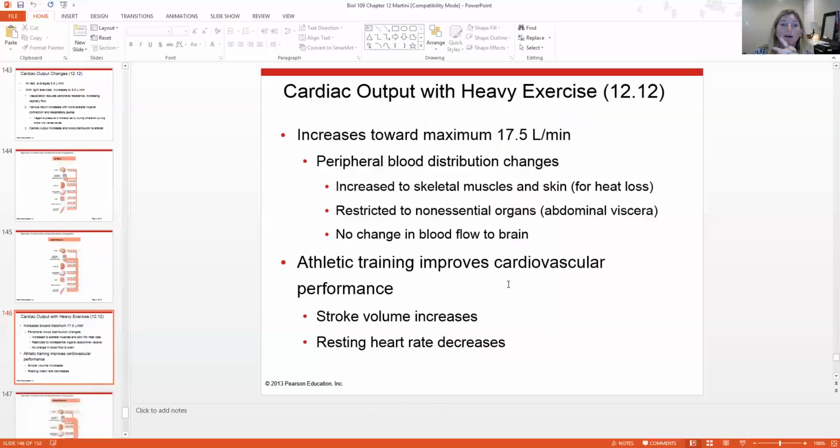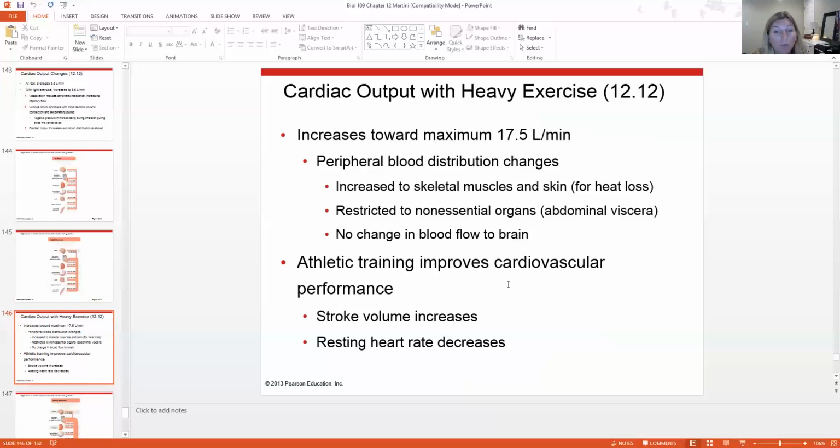So let's talk about cardiac output with heavy exercise. Peripheral blood distribution changes big time. Maximum output, 17.5 liters per minute. Holy smokes, that's a lot, right? Considering our initial was 5.8 liters per minute. So you have increased skeletal muscles and skin for heat loss, restriction to non-essential organs like our abdominal viscera. But again, there's no change in blood flow to the brain.